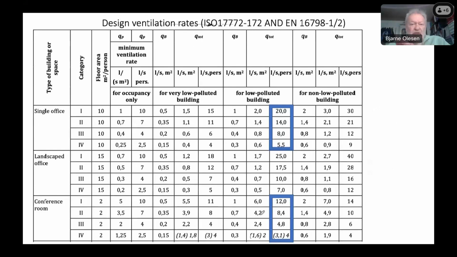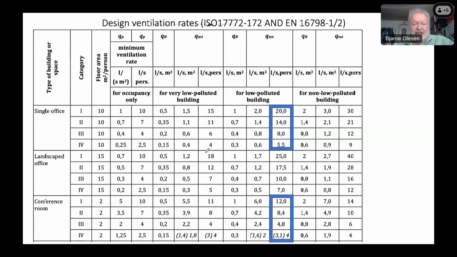If you now look at the EN and ISO and make a table for the different categories, let's just take a single office. We have a low polluted building. We will have to ventilate with 14 liters per second per person. We can also express that as 1.5 liters per second per square meter. And similarly, if you have the floor area per person, the density of people, and what is assumed to be a low polluted or very low polluted building, you can find what is the required ventilation rate.